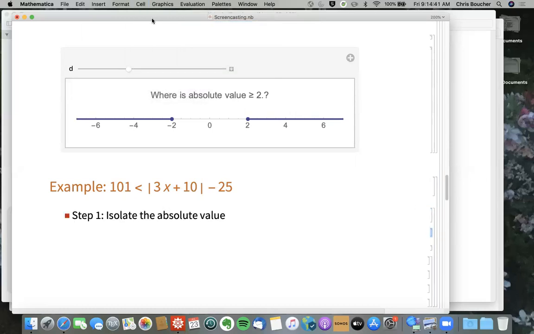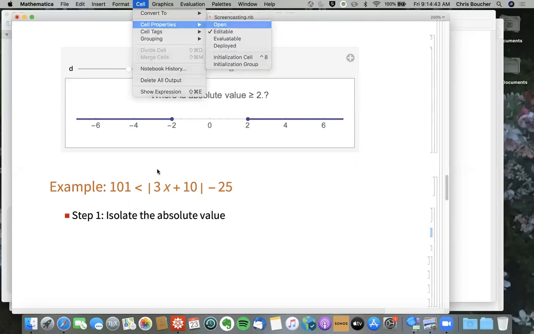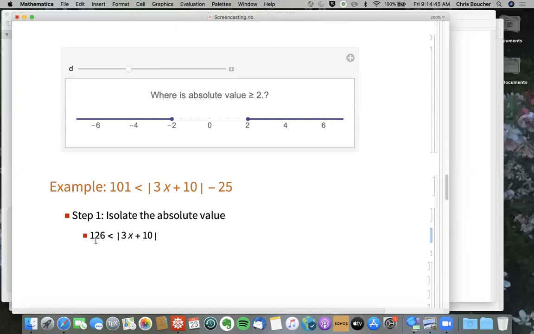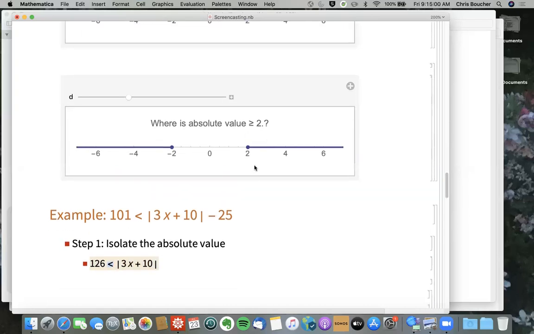So first I'm going to add 25 to both sides. Right, so when I add 25 to both sides of the inequality, I get 126 and it cancels on the right. And I have succeeded in getting the absolute value all by itself on one side. This is an absolute value being greater than something, right? So it is this third category.